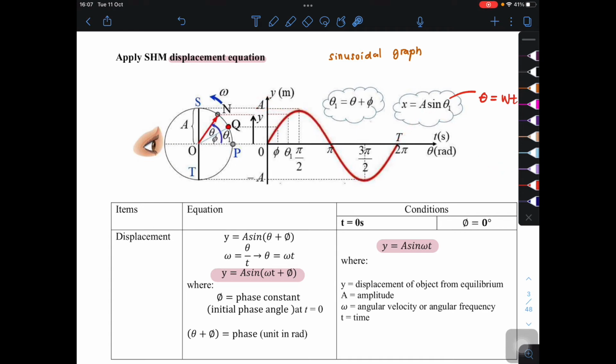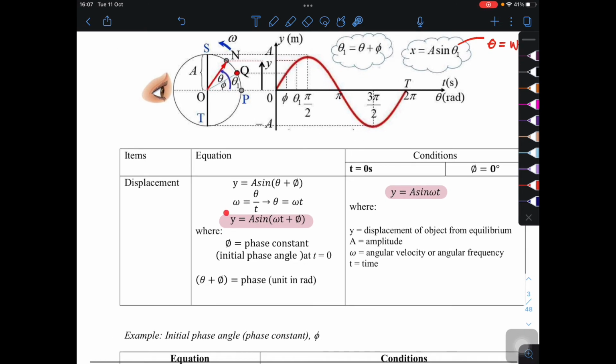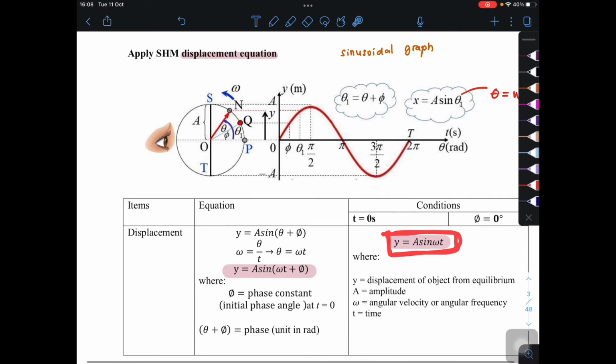So this is the graph untuk displacement equation, and then equation dia adalah y is equal to A sin omega t. Okay, so under certain condition, kita akan gunakan this one, di mana kita akan ada value for angle, ataupun kita panggil dia sebagai phase constant. This one I will explain. Actually, we don't really use this one, but I will explain during the example yang memerlukan the angle here. But just remember, this is the general equation that we are going to use in this topic.